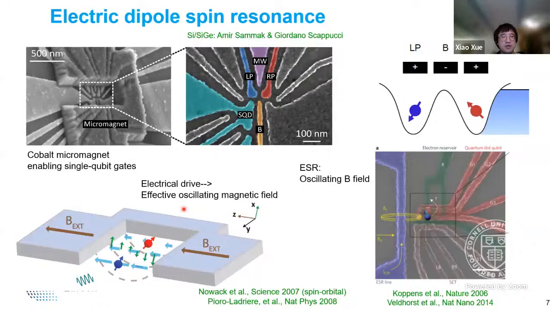So this EDSR really has been done since many years ago, and initially it was done using actually not a micromagnet, but the intrinsic spin orbit interaction in gallium arsenide, and later on, since 2008, this micromagnet design started to show up.